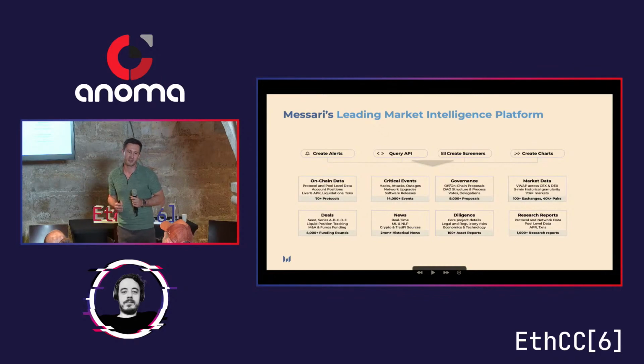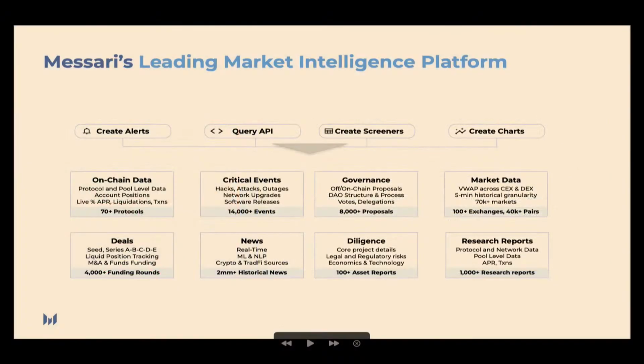Actually, at Messari, we do much more than this. We are a company of 100 plus crypto geeks. Essentially, half of the company is engineers. The other half of the company is researchers. And what we do is a lot of on-chain data engineering. We aggregate a lot of governance decisions, venture deals, diligence reports, and of course, research reports.